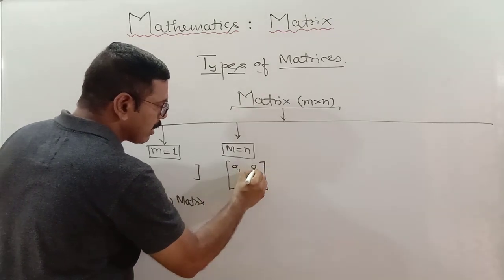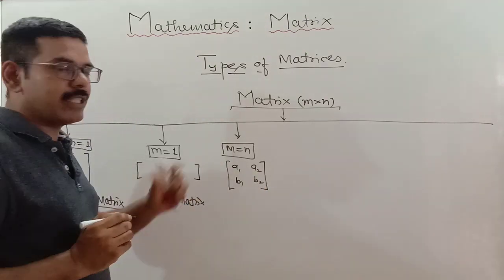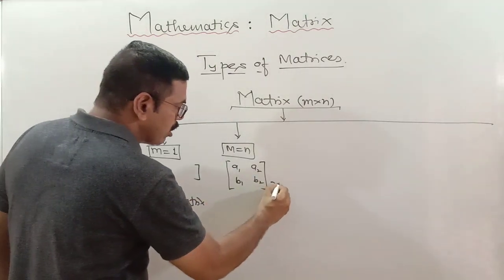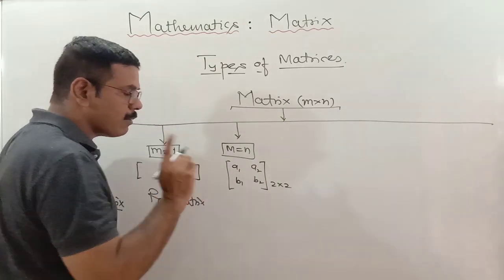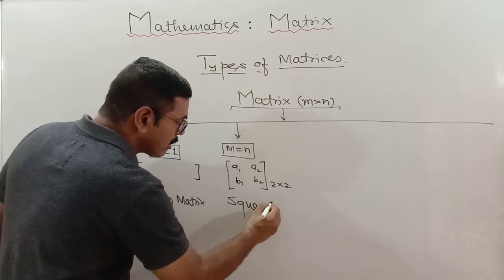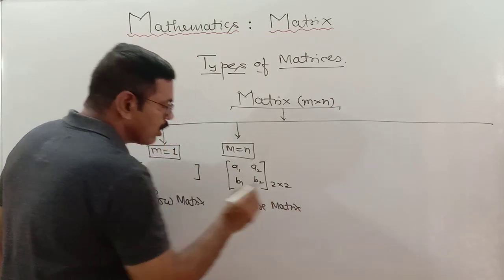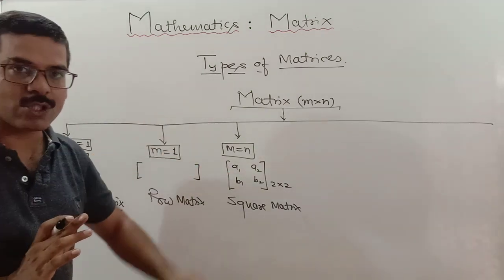Suppose a1, a2, b1, b2. So its order is 2 cross 2. If m is equal to n, meaning the number of rows and the number of columns are equal, the matrix is called a square matrix. Do you have any doubt? Column matrix, row matrix, square matrix.